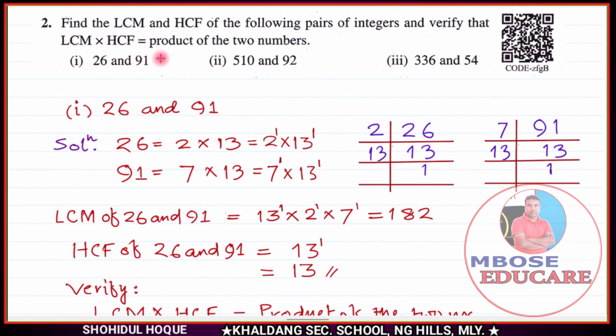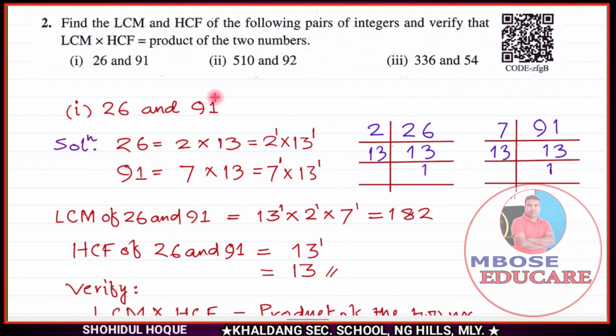So here we have to solve these problems in 2 steps. First we have to find the LCM, then the HCF, and then we have to verify this formula. Alright, so let's take number 1, 26 and 91. First of all, similarly to question number 1, we have to find the prime factors of 26. 26 we can divide by 2. 26 divided by 2, the answer will be 13, and 13 is a prime number, so we can divide it by 13 only. 13 divided by 13, the result will be 1.